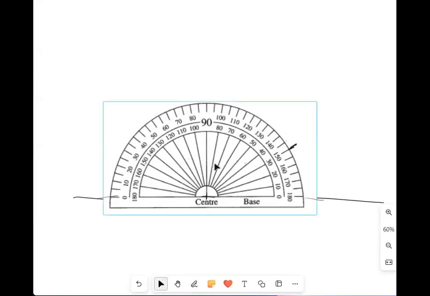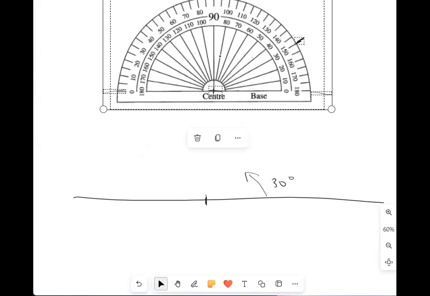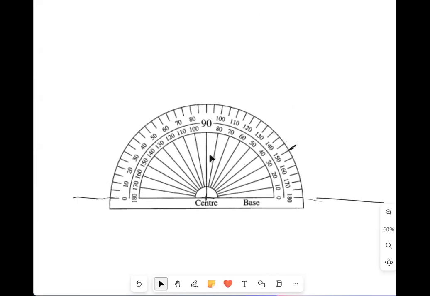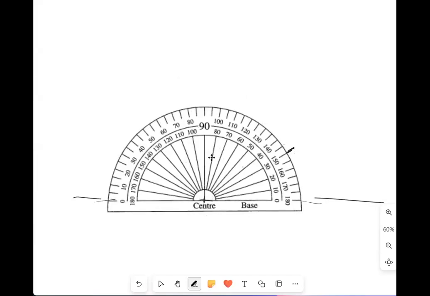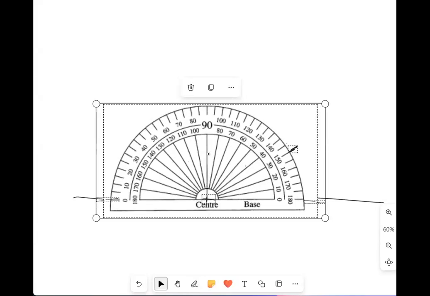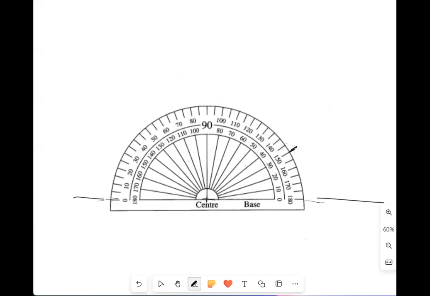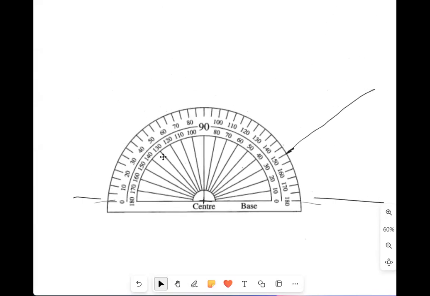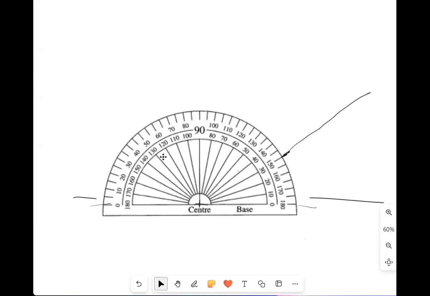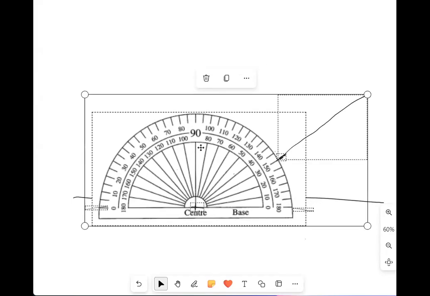So when we move the protractor out, oh gosh, the line is coming with it. That's what I'm saying, right? You draw down this line here.